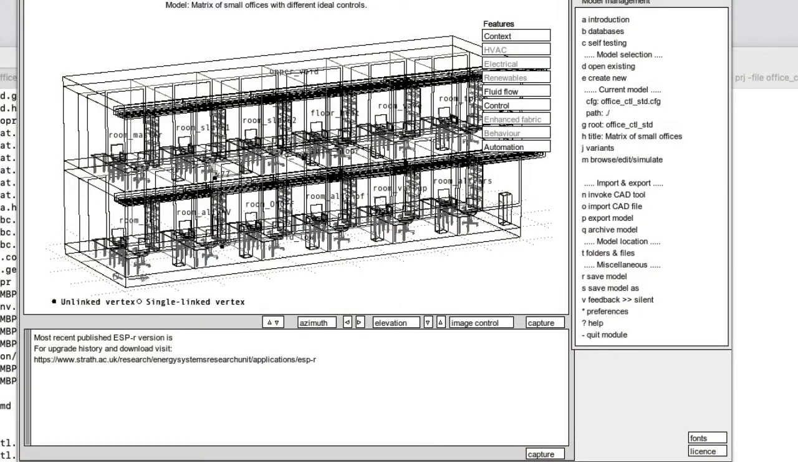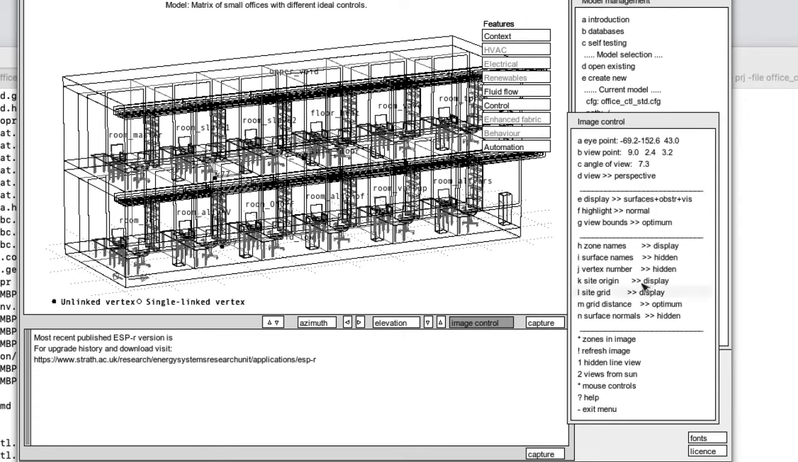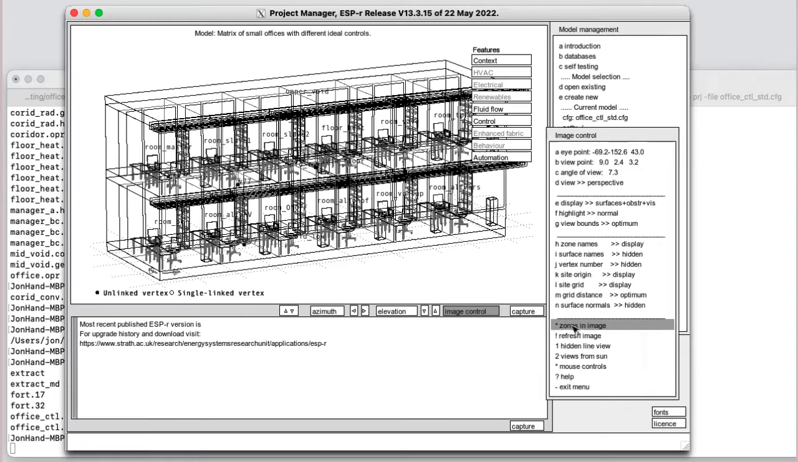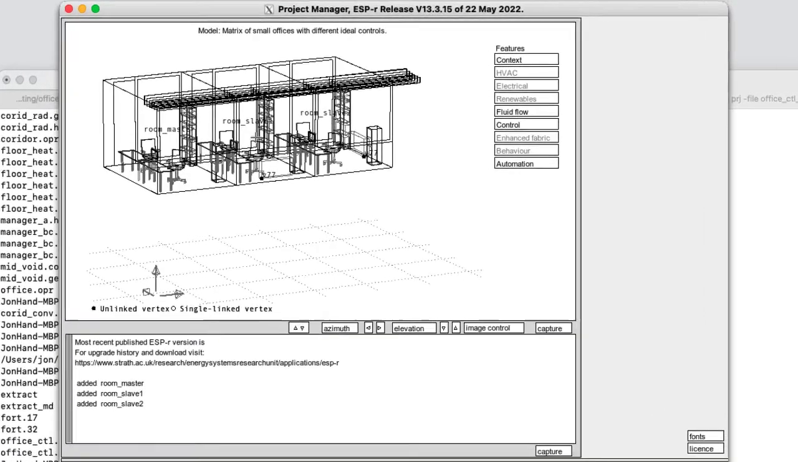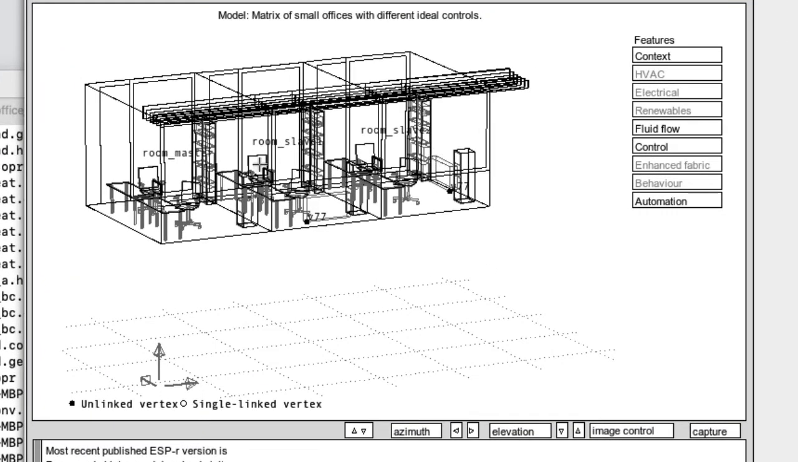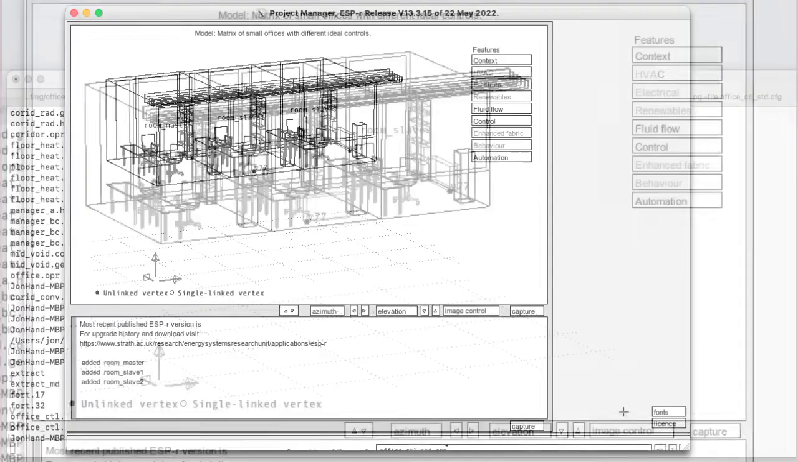Back to our dozen office model or case study. In this case, we're going to focus in on a master room and two slave rooms next to it. So these are the three zones that we're going to focus on. The slave zones are adjacent to each other. The master room has an additional outside wall, so slightly more sensitive to boundary conditions.